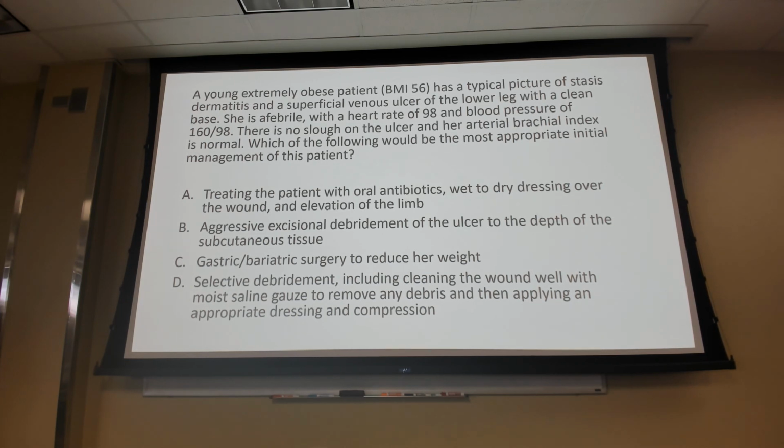Probably C, right? No, I'm just kidding. So D, selective debridement. We want to clean the wound well with moist saline gauze, remove any of that debris out of there, and apply appropriate dressing and compression.